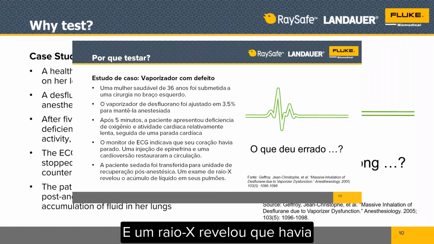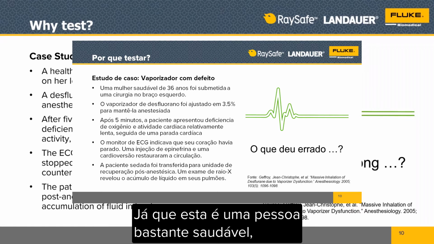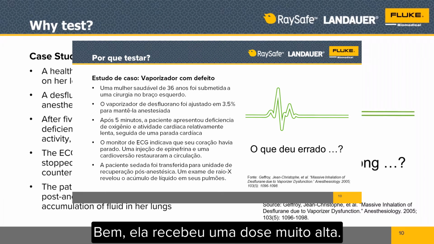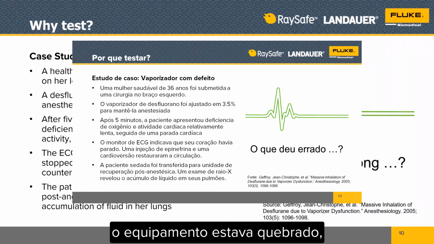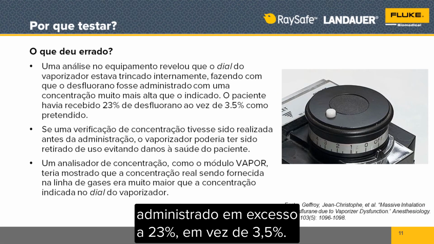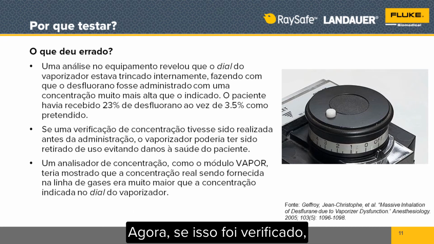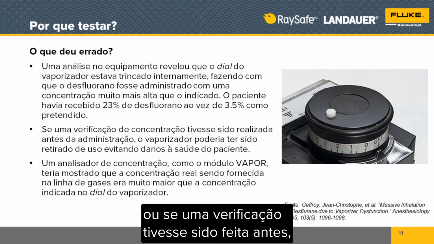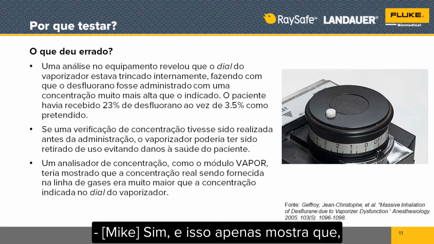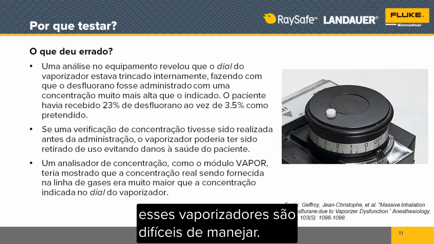An X-ray revealed that there was an accumulation of fluid in her lungs. So how did that happen? This is a rather healthy person. Well, she got over-administered. What they found was that the equipment had been broken, where there was a crack internally, causing the desflurane to be over-administered at 23% instead of 3.5%. Had a check been done prior to that patient going under, they would have found that.